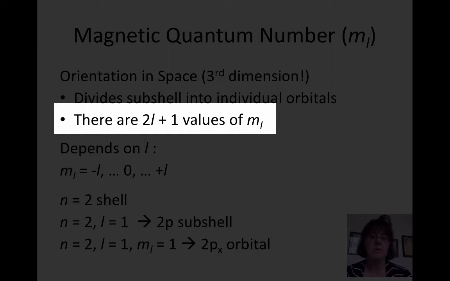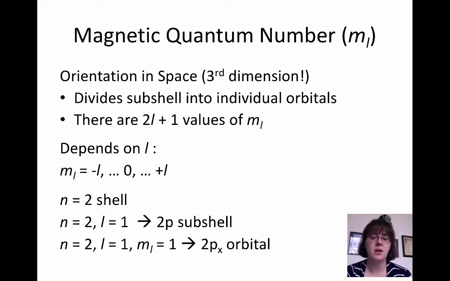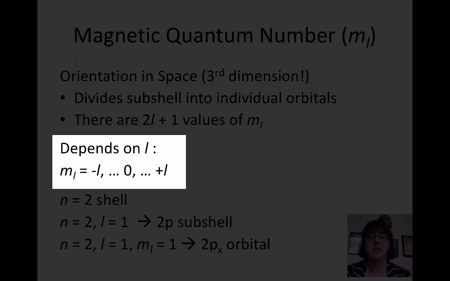There are different formulas you'll see with m sub L. The most common one is this 2L plus 1 that tells you how many values of m sub L there are. The main advantage to that is if you have a value of L and the question asks you how many orbitals there are for a particular value of L, that little formula will give you that answer. But the way that you get the values of m sub L is you basically take negative L to 0 all the way to positive L.